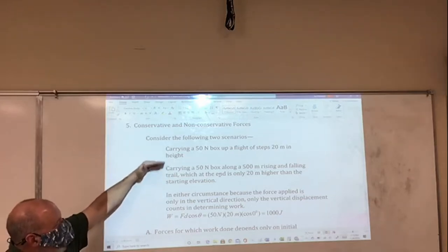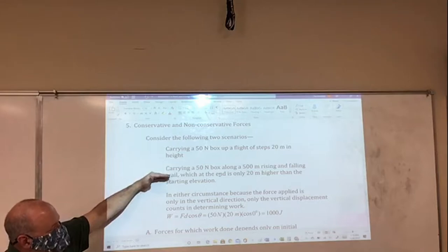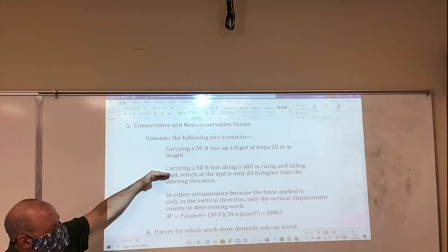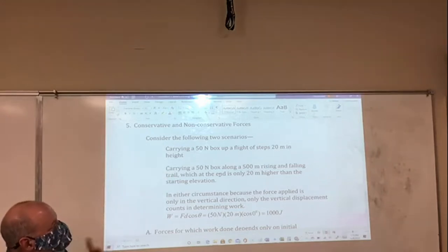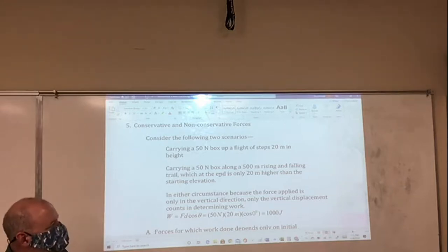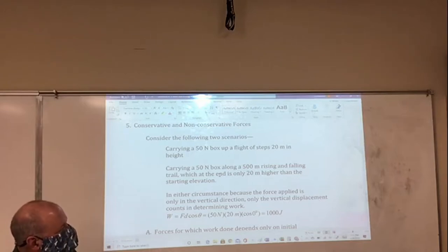All that matters in either of these scenarios is the beginning and the ending circumstance, because all we're doing is changing the amount of potential energy here. Okay? Now, you could argue we're also adding kinetic energy to the box, but that's only while the box is in motion, right? We come to a stop again and all that kinetic energy is gone. Any kind of work that we might have done in the horizontal direction is gone.